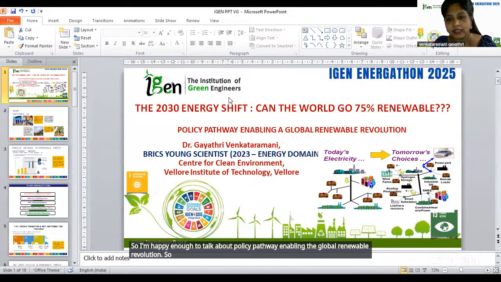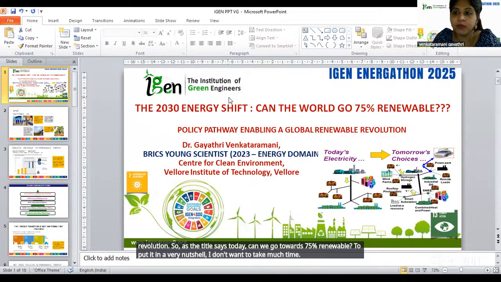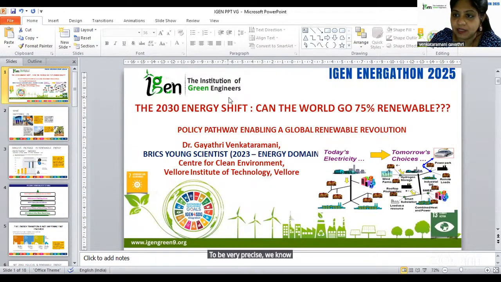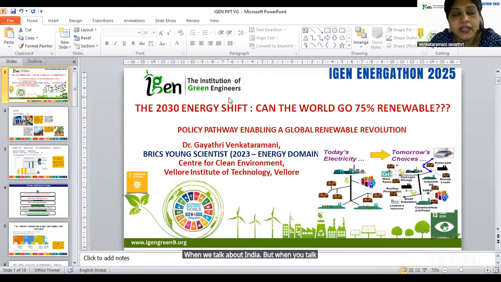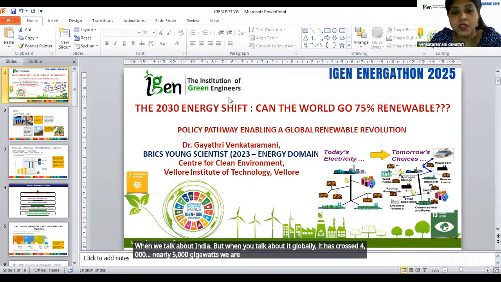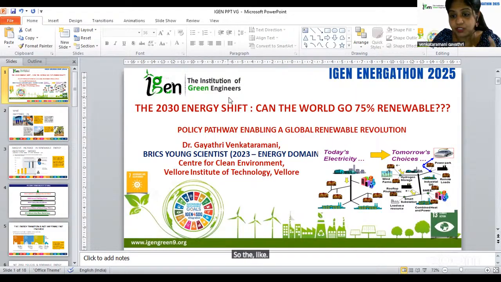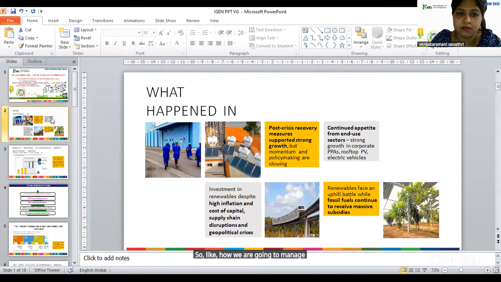So as the title says, today, can we go towards 75% renewable? To put it in a nutshell, I don't want to take much time. To be very precise, we know that the present installed capacity is somewhere around 250 gigawatt in renewable energy when we talk about India. But globally, it has crossed 4,000, nearly 5,000 gigawatt we are nearing actually. So nearly 15% jump we have got in renewable installation globally. So how are we going to manage this sudden shift?